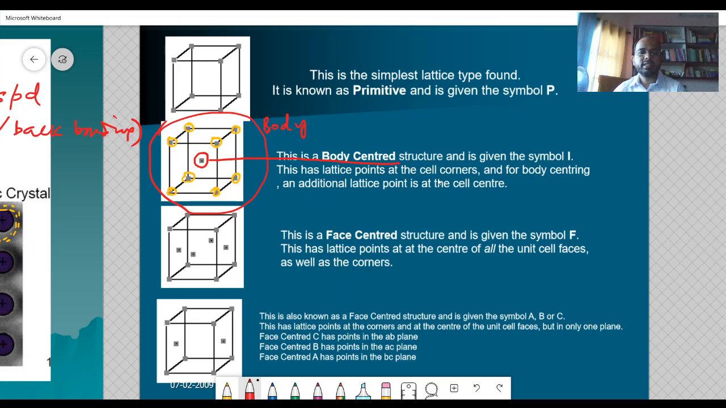This has lattice points at the cell corners, and for body centering, additional lattice points. You don't have to bother about this. Okay. And then every face, every square is considered as a face. This is one face. Okay. This is another face.